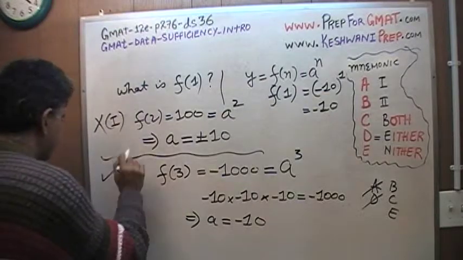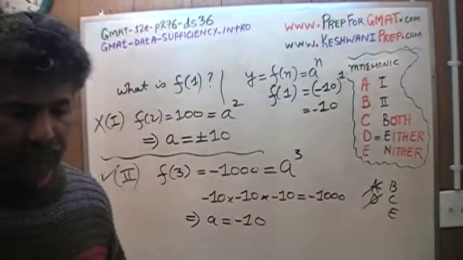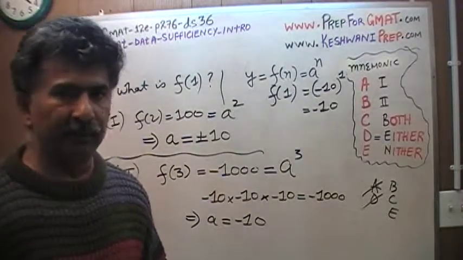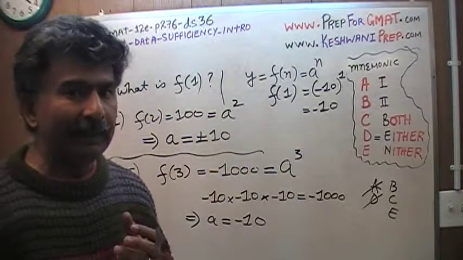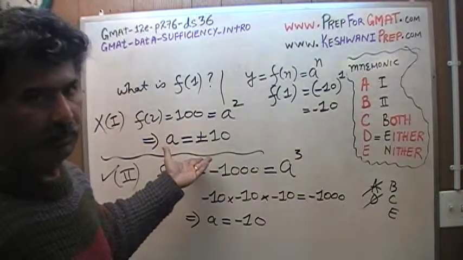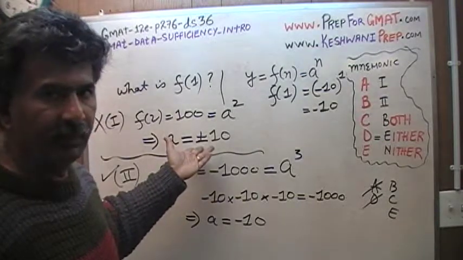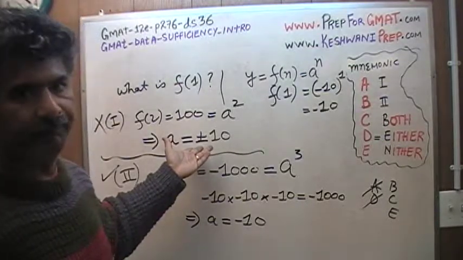So the second statement by itself actually does the job. But the first statement by itself did not do the job. The first statement misled us into thinking that a equals 10. A does not necessarily equal 10. A could have been 10. It turned out not to be the case, but it could have been. All we could take from the first statement is that a is either 10 or negative 10.